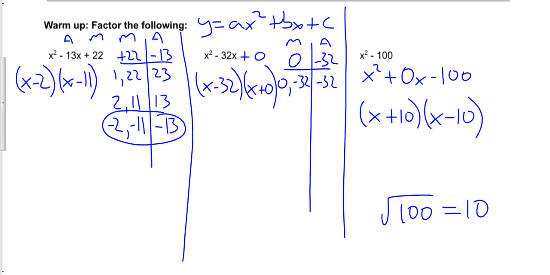If you want to fill out your MA chart, they have to multiply to negative 100, and they have to add to 0. So the only two numbers that do that are positive 10 and negative 10. So factored, it ends up being x plus 10, x minus 10.